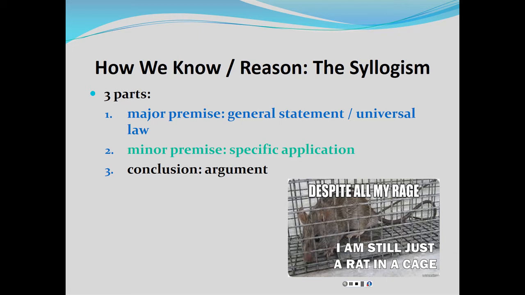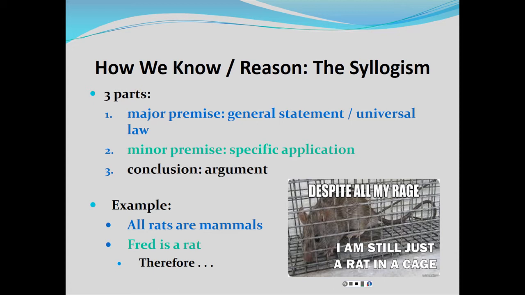So I'll give you an example here. We have this starting point: all rats are mammals, right? That's something that we know from taxonomy, we know from biology. We can look at any biology textbook. It'll classify rats as mammals.